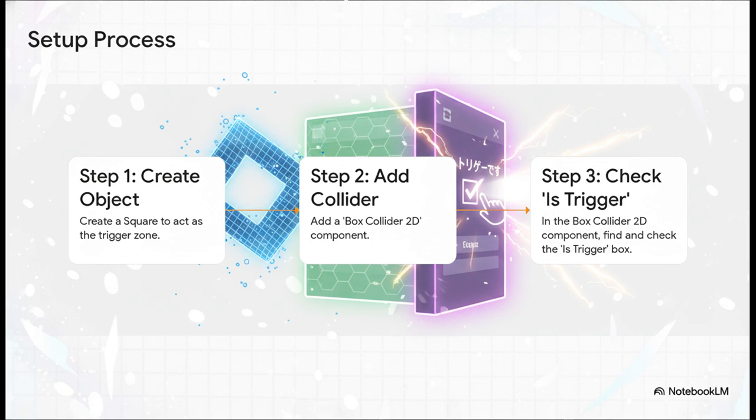Look at the Box Collider 2D component we just added in the inspector. Right there, you'll see a little checkbox that says Is Trigger. This is the whole thing. This is the magic switch. Go ahead and click it. Check that box. And that's it. With that one click, you've told Unity, hey, stop treating this like a wall.